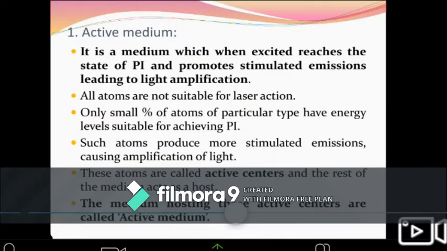And something, now coming to the active medium. It contains three major components. The first one is called the active medium. What is an active medium?